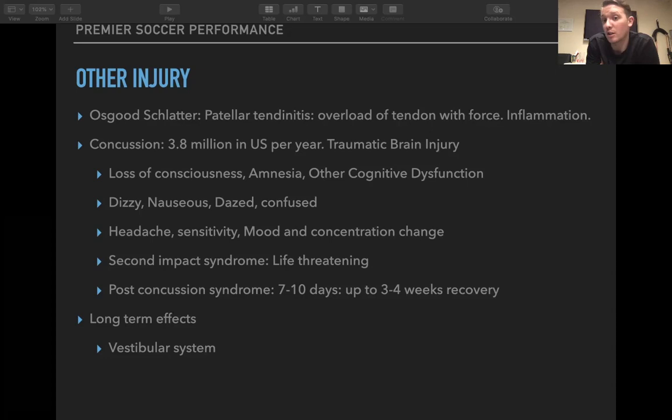There can be long-term effects on balance, and there can be long-term effects on the vestibular system, right? Knowing and proprioception, knowing where you are in space. And sometimes that just takes a little bit of extra rehab to get them back to 100%.